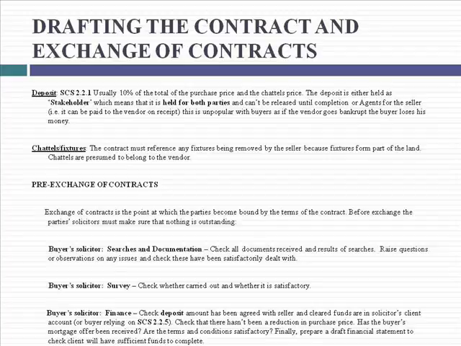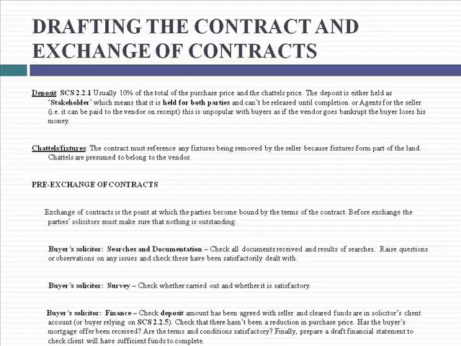Buyer's solicitor: searches and documentation. Check all documents received and the results of searches. Raise questions or observations on any issues, and check these have been satisfactorily dealt with. Buyer's solicitor: survey. Check whether one has been carried out and whether it is satisfactory.